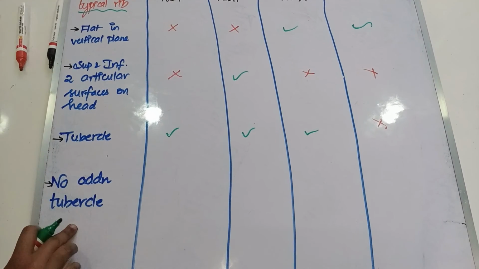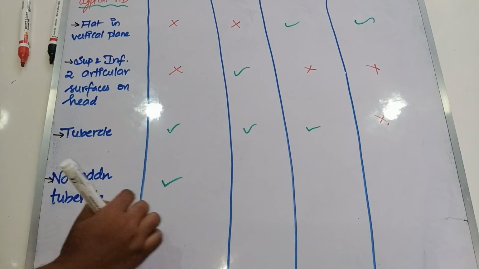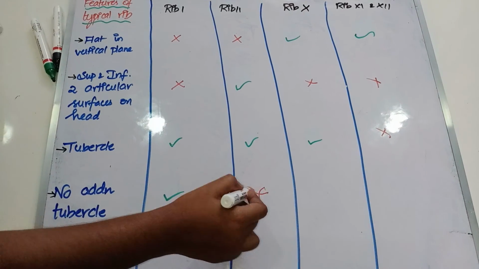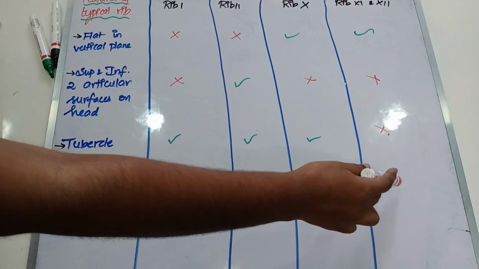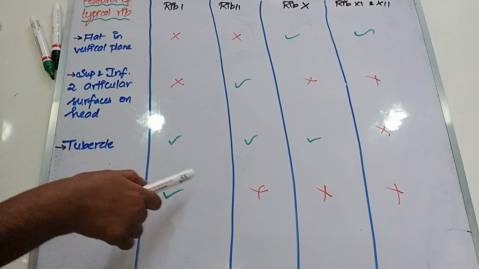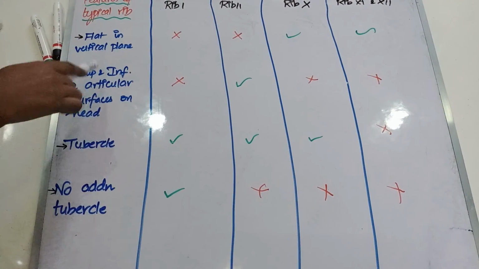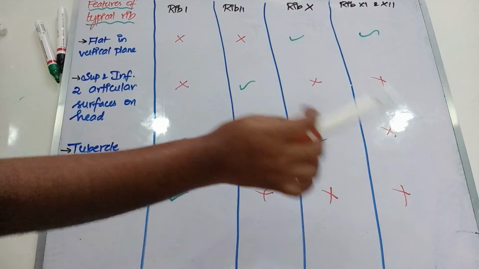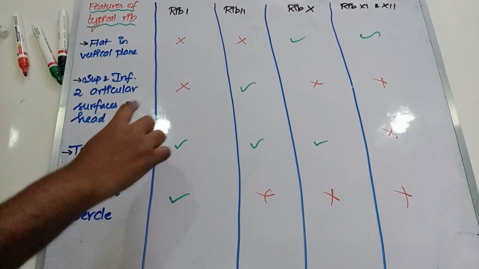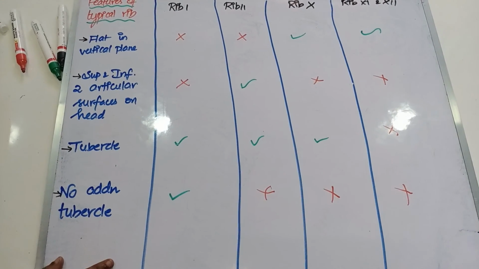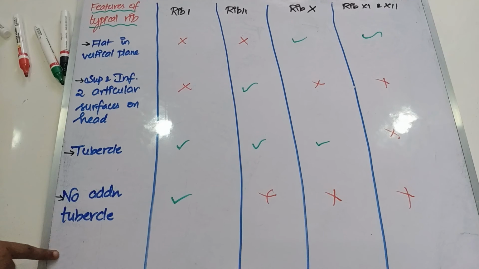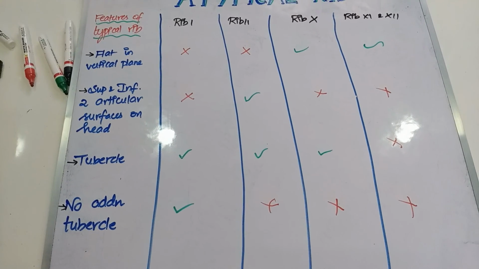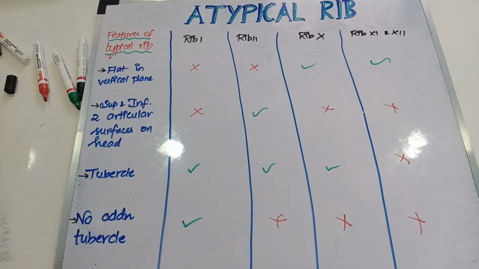Is there any additional tubercle? Yes, the first rib has an additional tubercle called the scalene tubercle, whereas the other 4 ribs do not have any additional tubercle. So all these ribs lack one of the features. If all the features are present, then it will be a typical rib. Since they lack one of the 4 features, they are called atypical ribs. That's it about the atypical ribs. We'll move on to the thoracic vertebra in the next video.